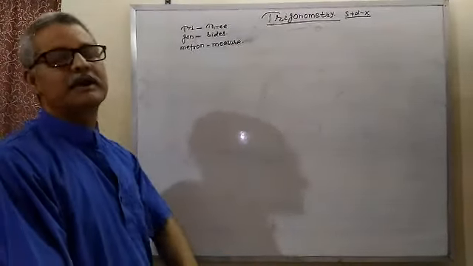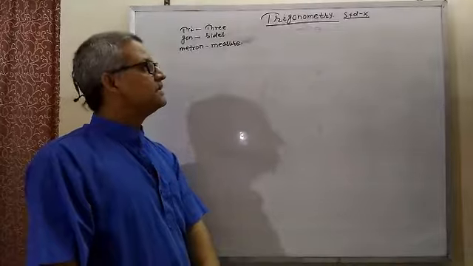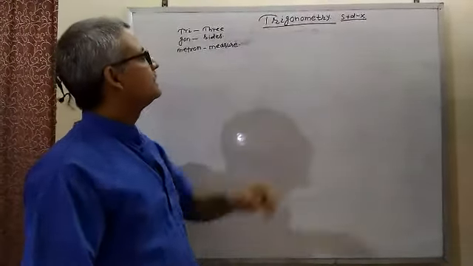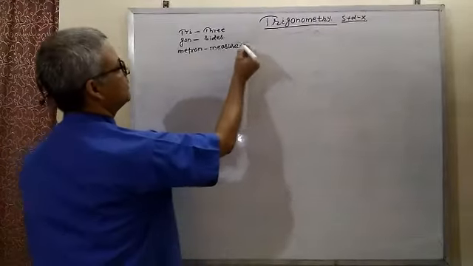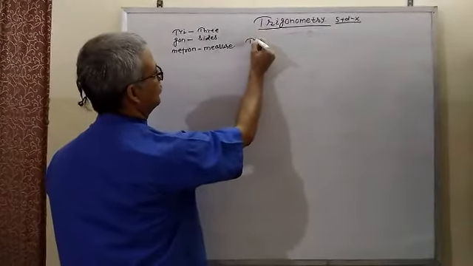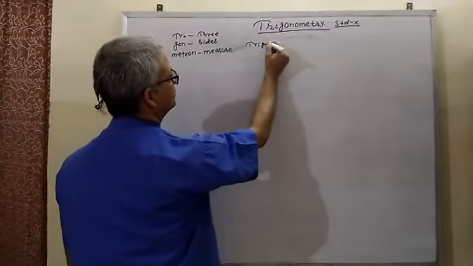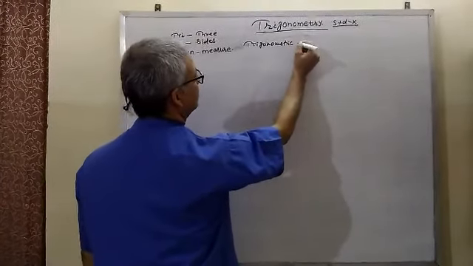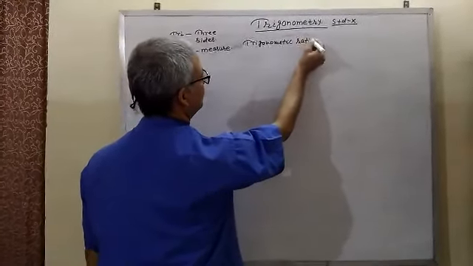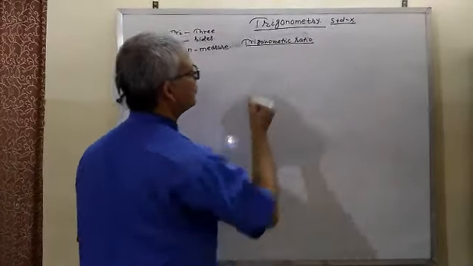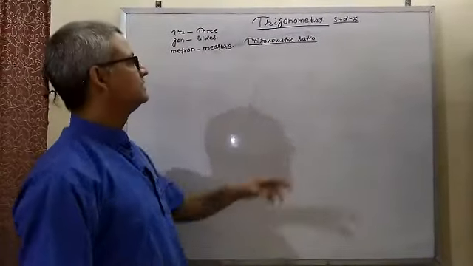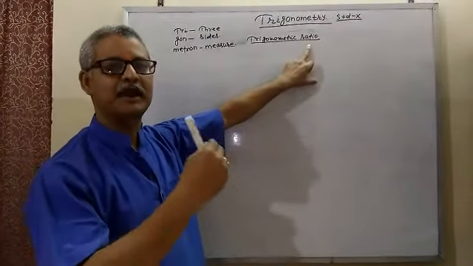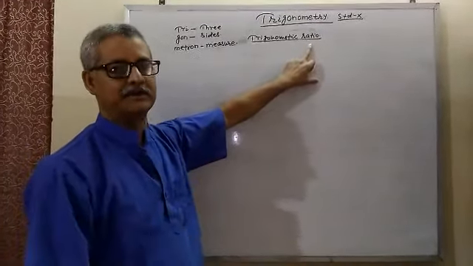But all the trigonometrical concepts are based on the right angle triangle. Here in standard 10, the first topic is trigonometric ratio. Trigonometric ratio means the ratio between two sides with respect to any particular acute angle.